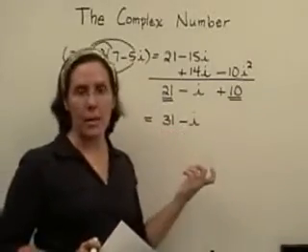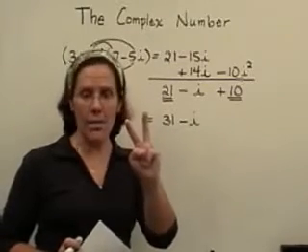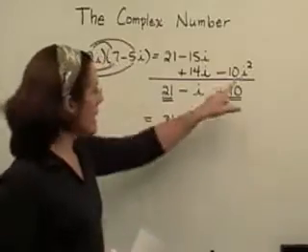I get another complex number. You should always end up with two terms. That i squared term always disappears because you get to take the opposite of it, drop the i squared, and it gets added to the real part.